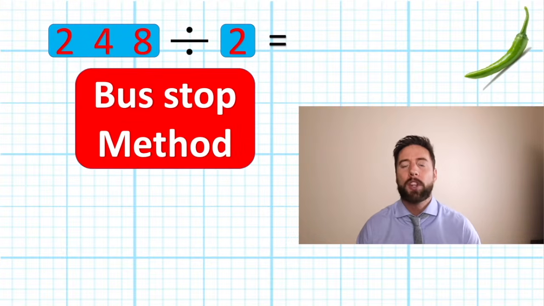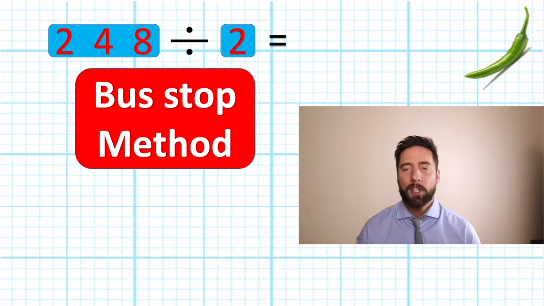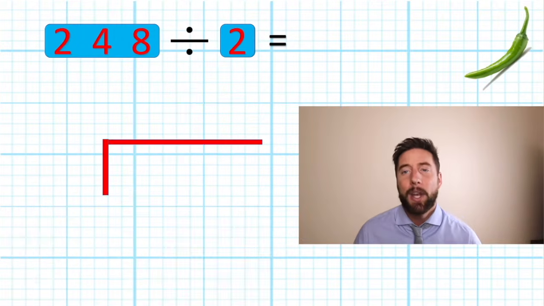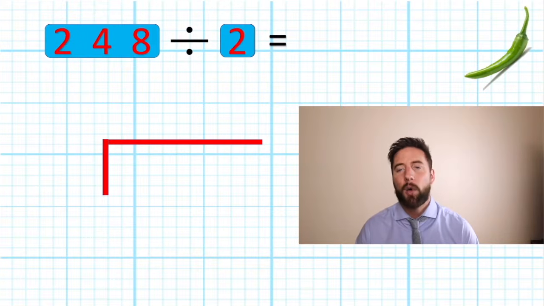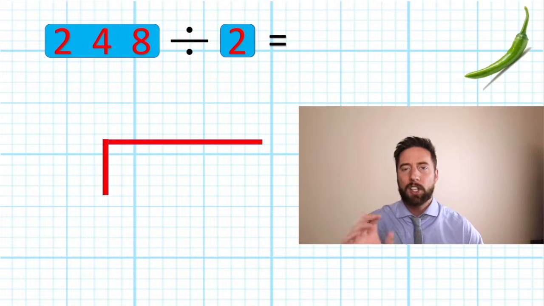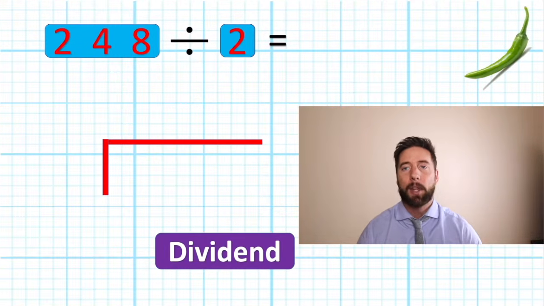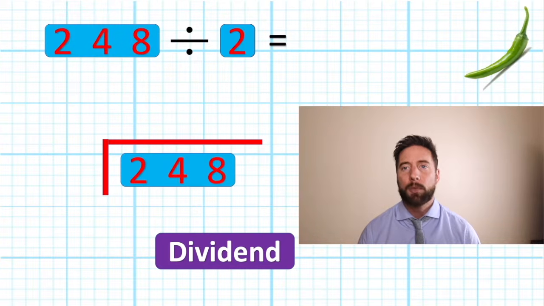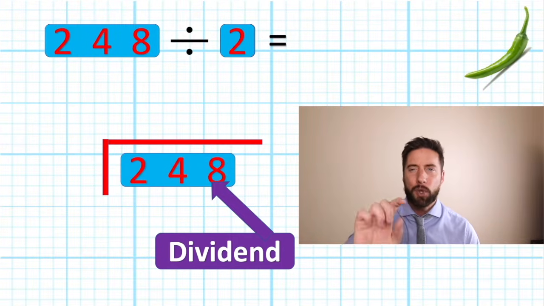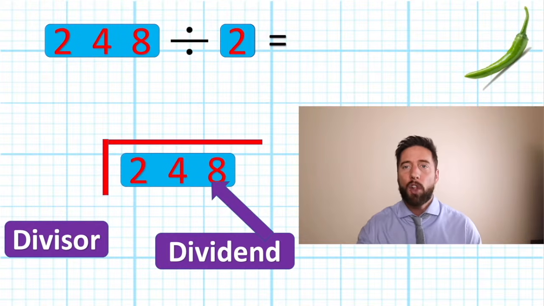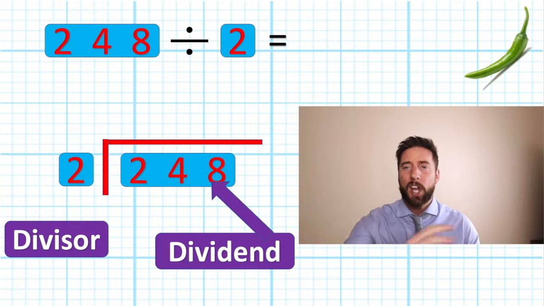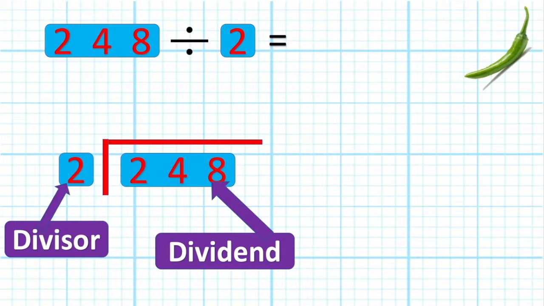This method is called the bus stop method. We call it the bus stop because it looks a little bit like a bus stop. Before we can start, we need to know where we are going to put the parts of our question. So I'm going to put the dividend, which is the big number, the number we are trying to break up and share, inside the bus stop. So I'm going to put my 248 inside my bus stop. Now I'm going to put my divisor on the outside, the small number, the one we are sharing the bigger number into. So my question now looks like this. How many 2's are there in 248?